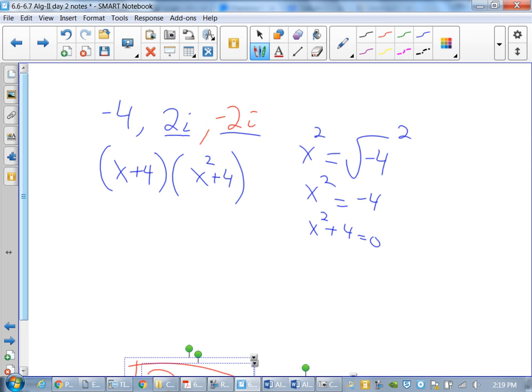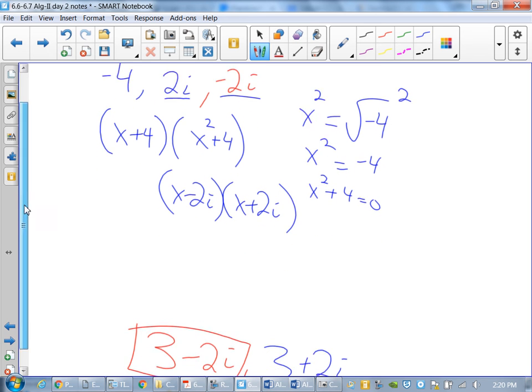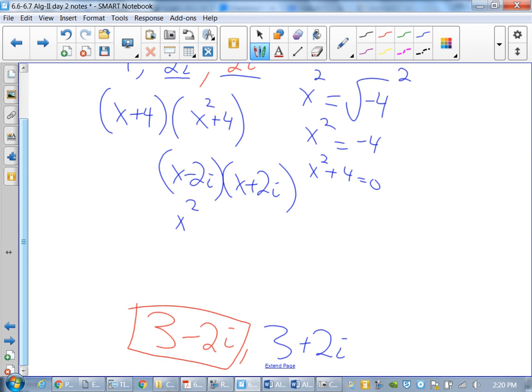It's a difference of squares, guys. You can write it out long form if you want. You can do this also: x minus 2i, x plus 2i, and FOIL it out if you want. This is just the shortcut. x squared minus 2i plus 2i minus 4i squared. That drops, you get x squared plus 4. Same thing. The pattern is just square them and add them together.